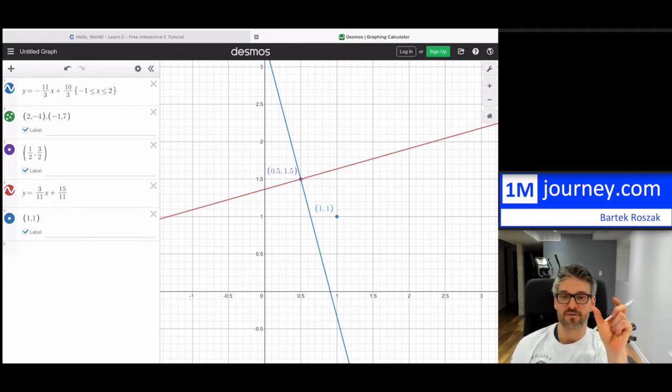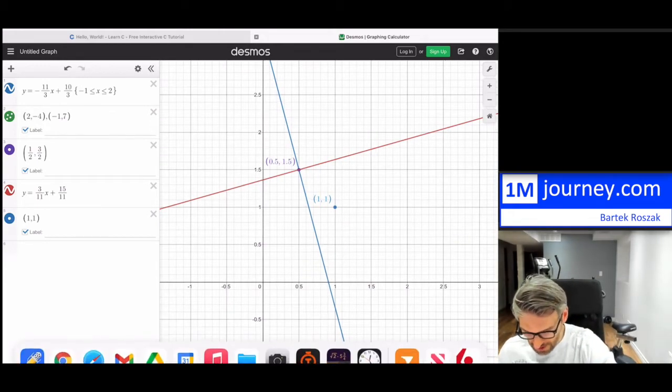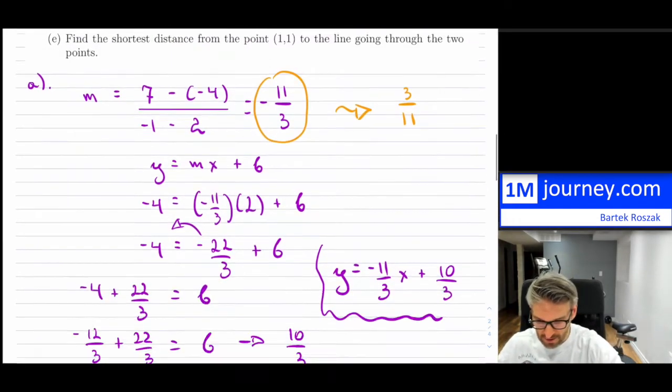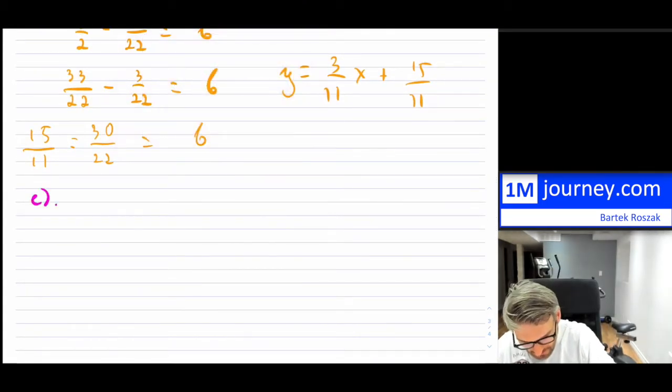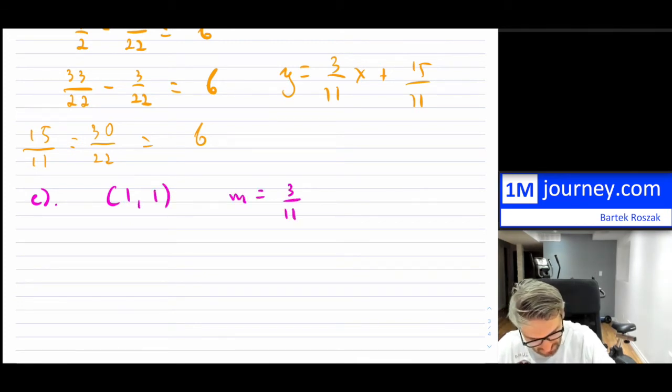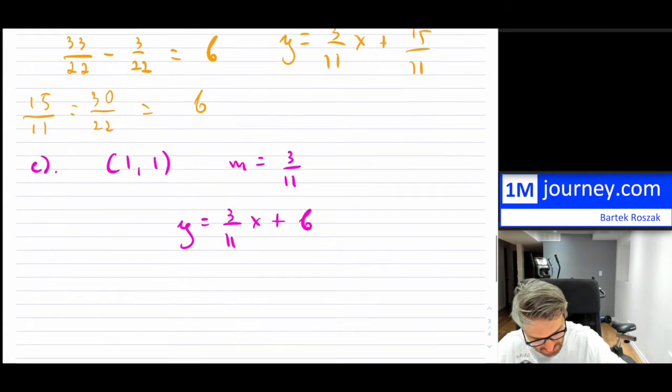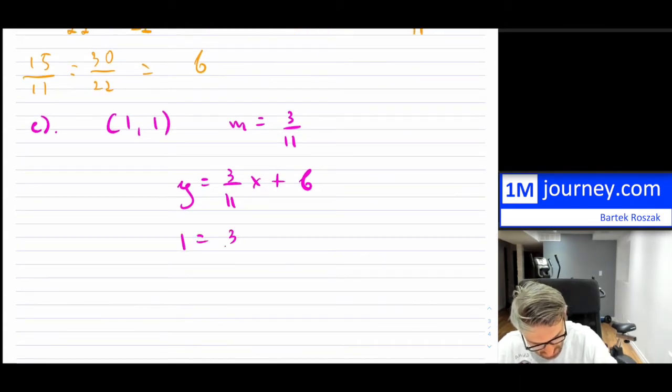And then once I have that point, now the nice thing is I already know what the slope is because I had it from the right bisector. So the right bisector, the slope was 3 over 11. So this would have been the last item. This is E. So we have the point 1, 1. We know that the slope is 3 over 11. So this is going to be y is equal to 3 over 11 x plus b. Substitute. Now luckily this is going to be 3 over 11.